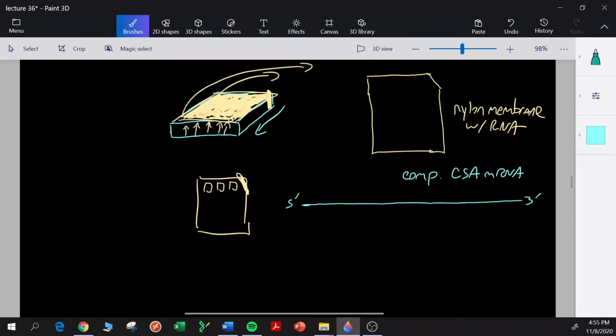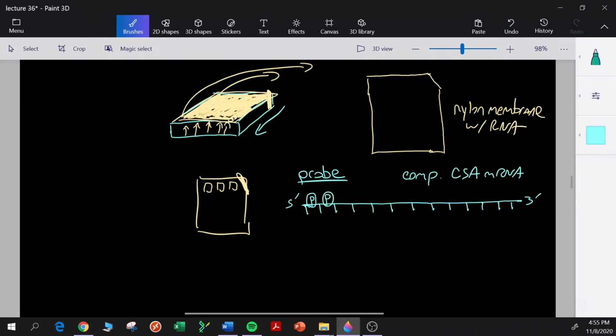And there are a number of different ways we can synthesize this. Just know that the probe we are using is complementary to the CSA messenger RNA. The probe can be long, it can be a couple hundred bases long, it could be 1,000 bases, or nucleotides, long.